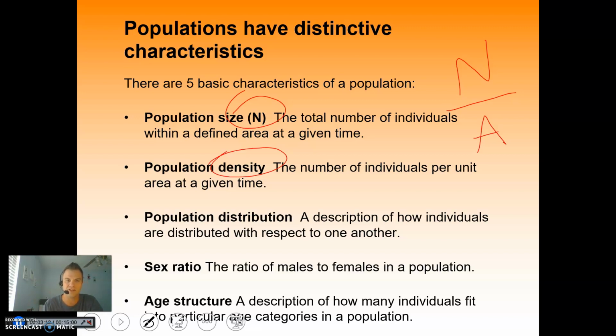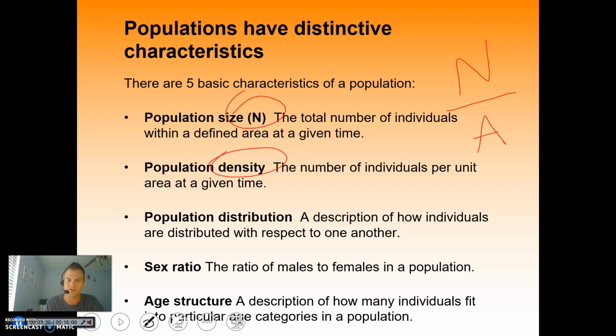The population distribution is something we talked about in the last unit when we talked about what makes things good and biodiverse and healthy in an ecosystem. We talked about how not only that there need to be a large number of individuals, but there also need to be evenly distributed. So that's a description of how individuals are distributed with respect to one another.